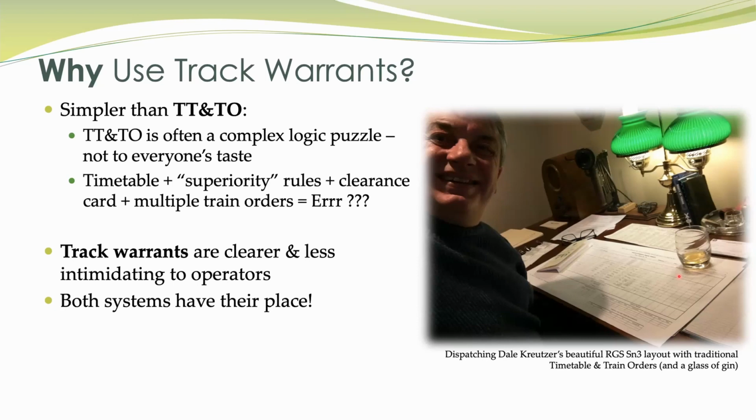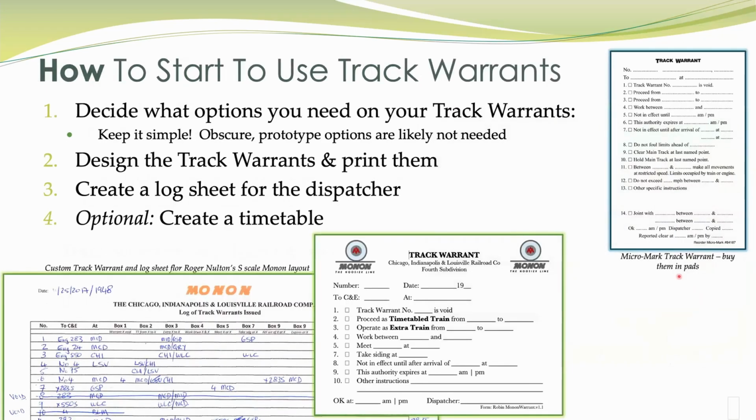So what I wanted to do just for a few minutes here, and by the way, this might be a relatively short presentation, because track warrants are actually pretty easy. There's no point filling up a lot of time with stuff that we don't actually need. But what you actually need to get started here is fundamentally, depending on how complex or simple your railroad is, what options do you need on your track warrants? So I've got some examples here, and these are actually from another friend around here in Seattle, from Roger Knowlton, who has a beautiful S-scale Monon railroad down in Tacoma, very close to where we had the narrow gauge convention nearly 2 years ago now.